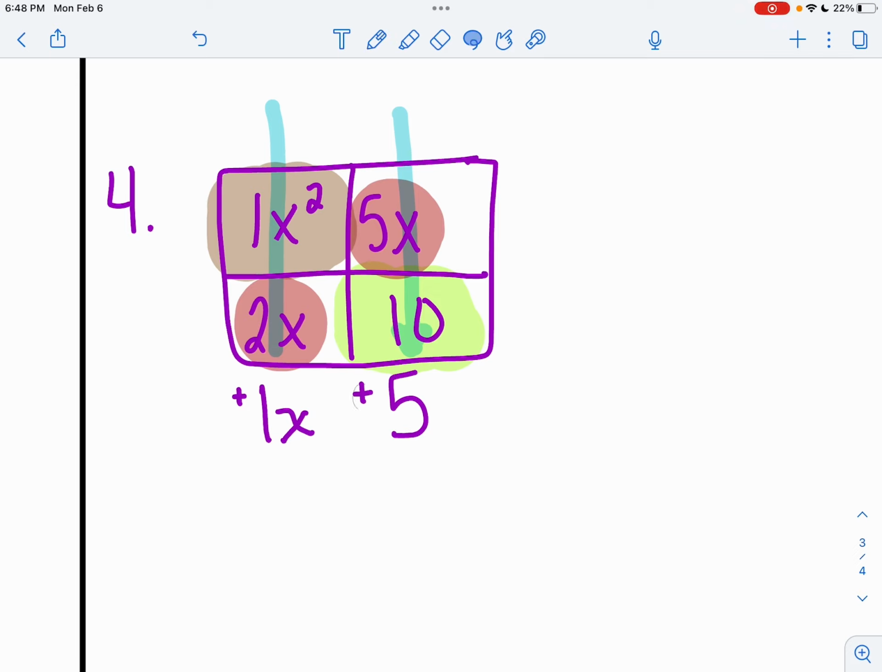If you've done everything right, the 1x should, that's my dog, should always be positive. That's my cat. Now we go left to right.